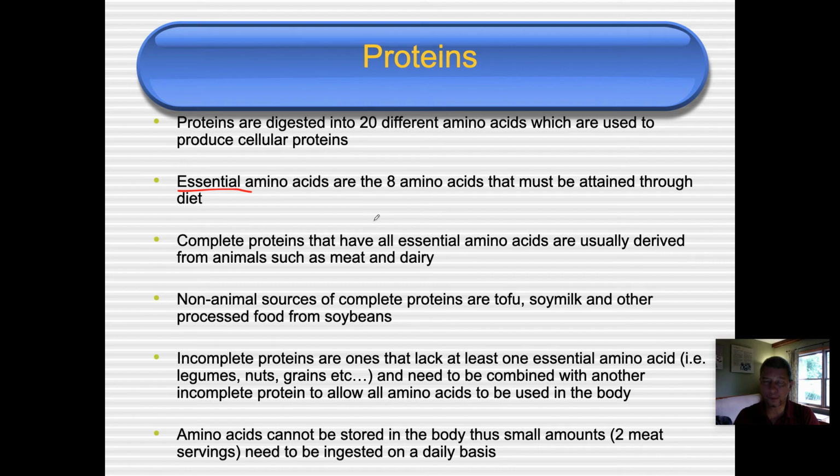Now, there are other proteins out there that are called incomplete proteins because they lack at least one of the essential amino acids. And these include things like legumes, peas, and certain types of beans, nuts, grains, and that sort of thing. And so they either need to be combined with another incomplete protein or have another complete protein in the diet in order to make sure that all of those amino acids can be taken in and used by the body.